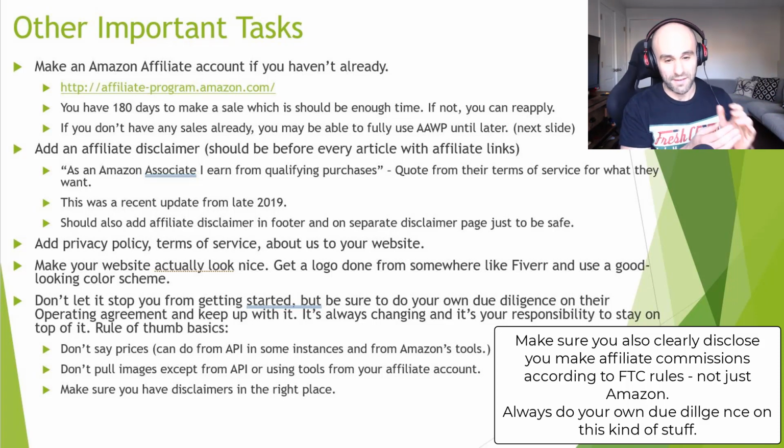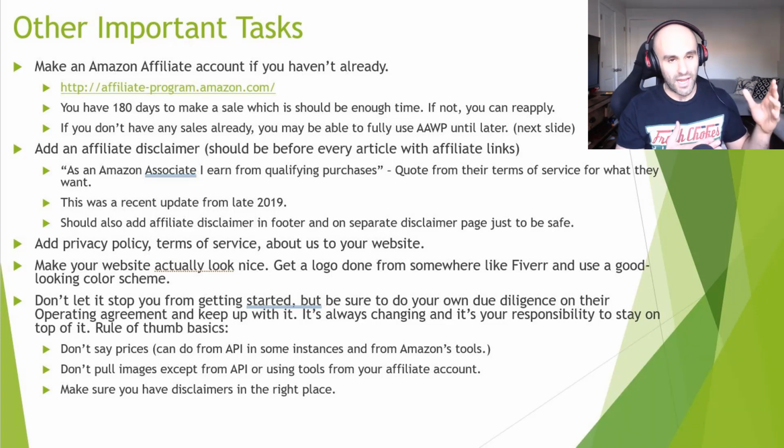And you should also add an affiliate disclaimer in the footer and in a separate disclaimer page just to be safe. You're going to want to add a privacy policy, terms of service, and about us to your website. You want to make your website actually look nice. It's really easy to do on GeneratePress. Just go to Appearance in WordPress and then Customize, where you can change all the colors, fonts, typography, etc. And I would get a logo done from somewhere on Fiverr and just pick a good looking color scheme.